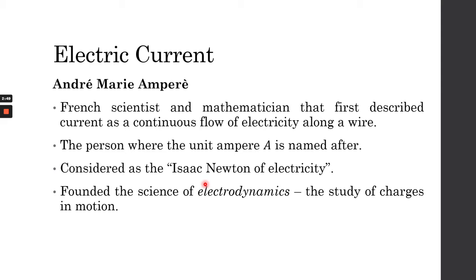As you should know, Isaac Newton, through the Newtonian laws of motion, helped identify Newtonian motion, and André Ampère used basically Newtonian motion in dealing with the movement of electrons. That's why he founded the science of electrodynamics, which is the study of charges in motion. Electro means electrons, dynamics means there's movement.